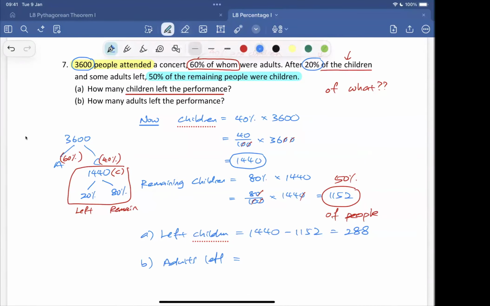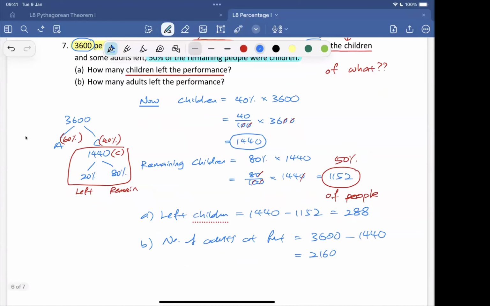No need. You don't need to find the percentage. Number of adults at first, you just take 3,600 minus the number of children. What is the number of children? 1440. And can you see how easy it is to find the number of adults? Yeah. Do you need to go and multiply 60%?